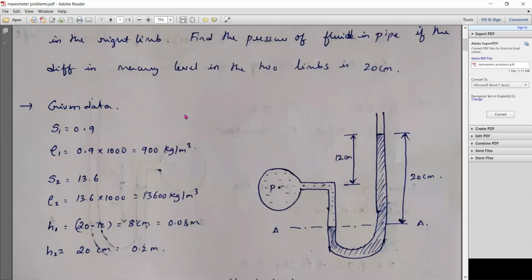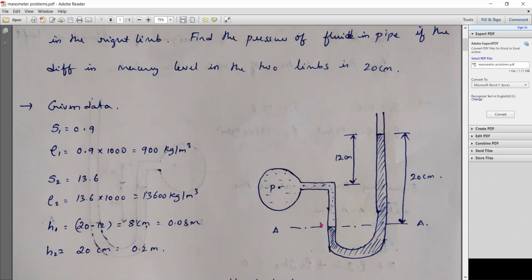Next, what do we need to find? We need to find the pressure of the fluid in the pipe, so we need to find this P value. Just see the diagram here. Now I'm telling it orally, and after that I'll show the answer. First we need to find the pressure above the datum line. This is the datum line where the mercury level starts. Take it as AA.